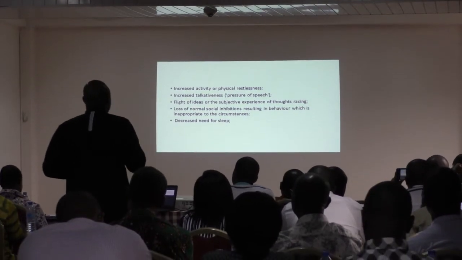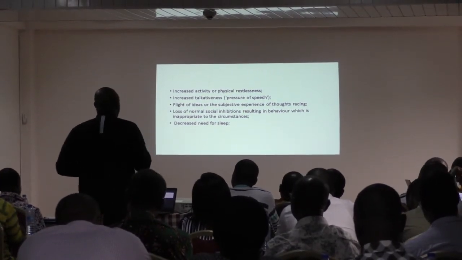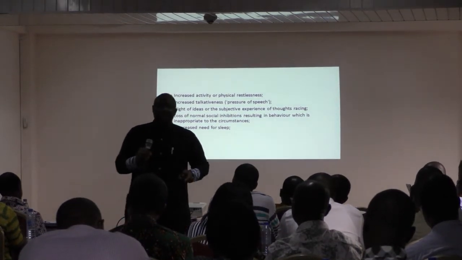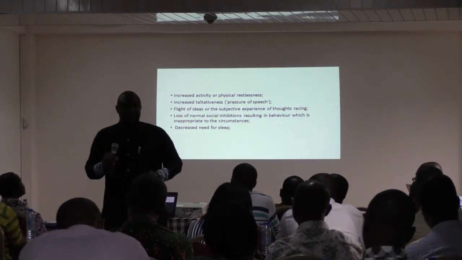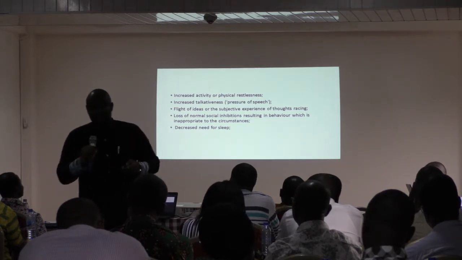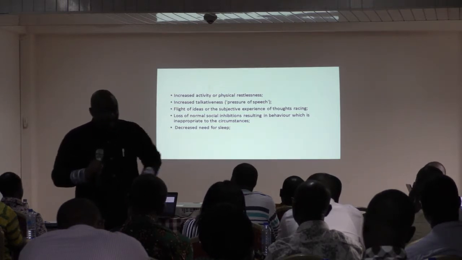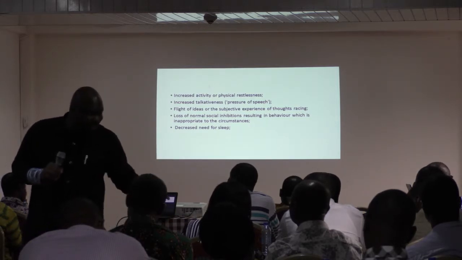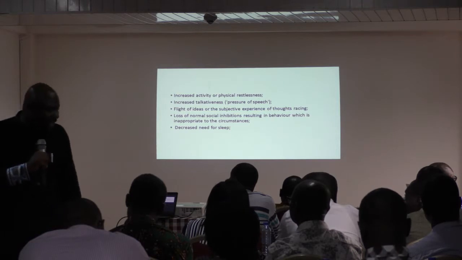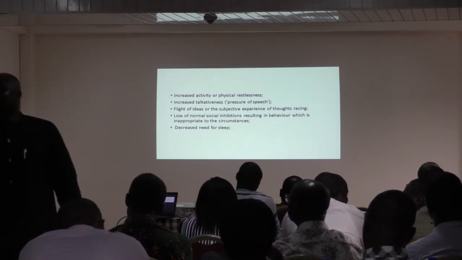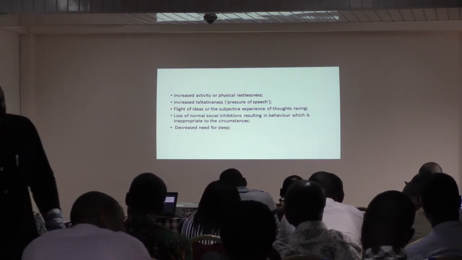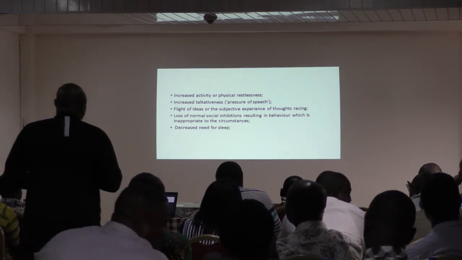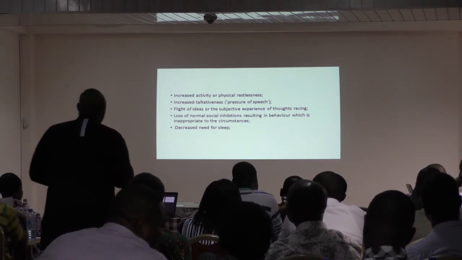Loss of normal social inhibitions resulting in behavior which is inappropriate to their circumstances. So the hypomanic person, he knows his level, just that normally he wouldn't open his mouth to talk to his level. The manic person is now the cleaner in the hospital who walks up to you and tells you, oh sweetie, now Valentine's Day now. He has now crossed that socially acceptable line. Alright?